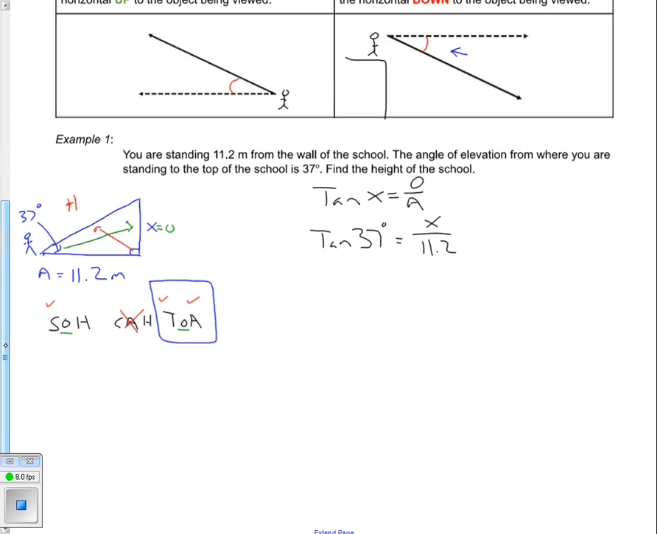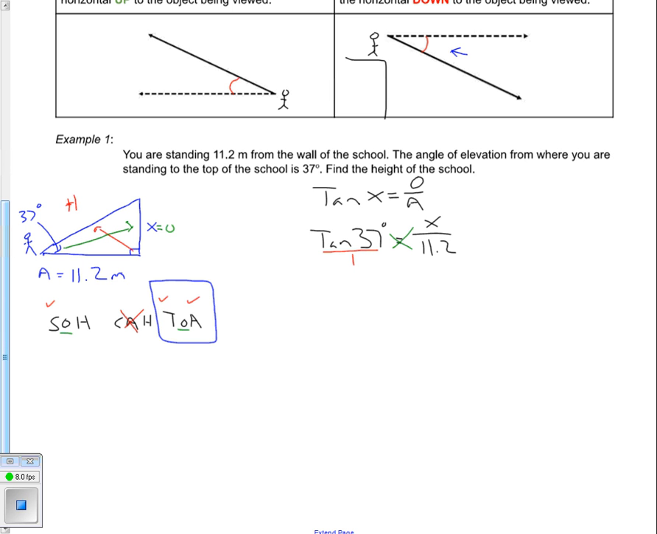Now, as we looked at back when we talked about how to solve for side lengths, we know that any number can be written as a fraction. We have a fraction on the right-hand side of the equal sign, so we've got to make a fraction on the left-hand side of the equal sign. So tan 37 is the same thing as tan 37 over 1. Okay, and so what we can do now is use our cross-multiplying skills to isolate x and solve.